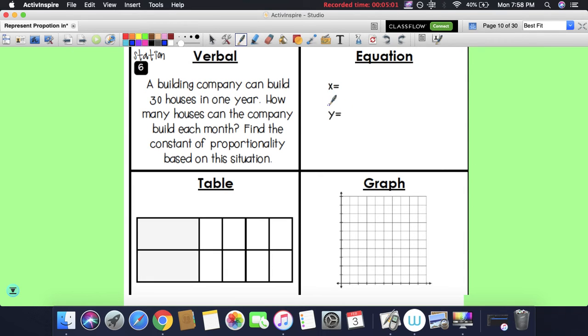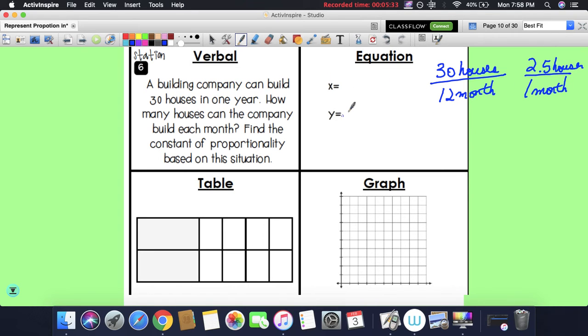A company can build 30 houses in 1 year, how many houses can the company build each month? Okay, so let me write this as a fraction right away. So the company can build 30 houses, and we want to know how many in a month, right? So instead of 1 year, I'm going to write that they can do 30 houses in 12 months. That's what the company does. And if I find my unit rate, what's my unit rate? 1 month. How many houses? I believe it's 2.5 houses. So that company can build 2.5 houses in 1 month.